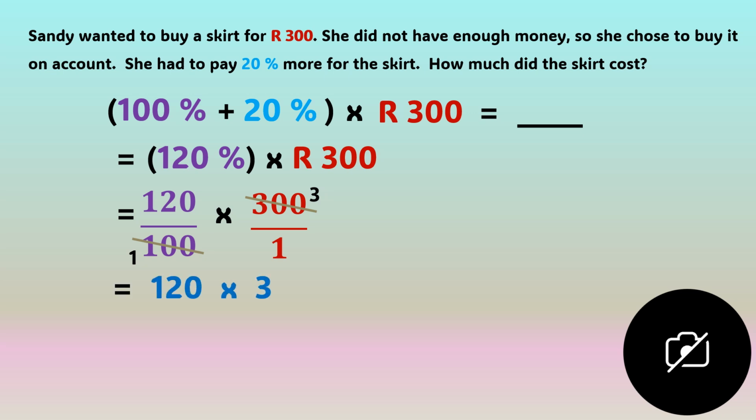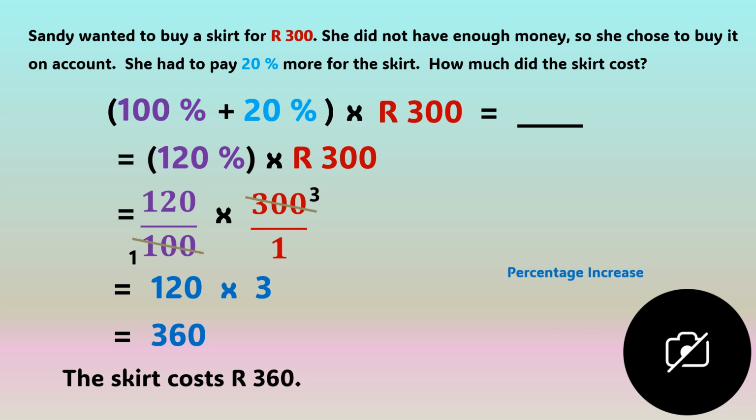Now we're left with 120 times 3. When we multiply that out, you can say 3 times 0 is 0, 3 times 2 is 6, and 3 times 1 is 3, which is 360. So Sandy knows now the skirt's gonna cost 360 Rand. Then she'll look in her wallet and say, yay, I have this money. I can go and I can buy the skirt. I'm so happy.